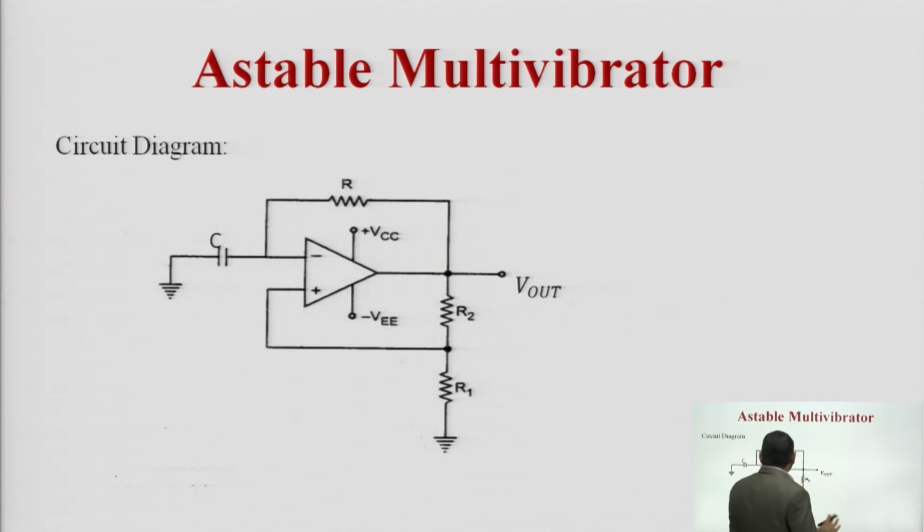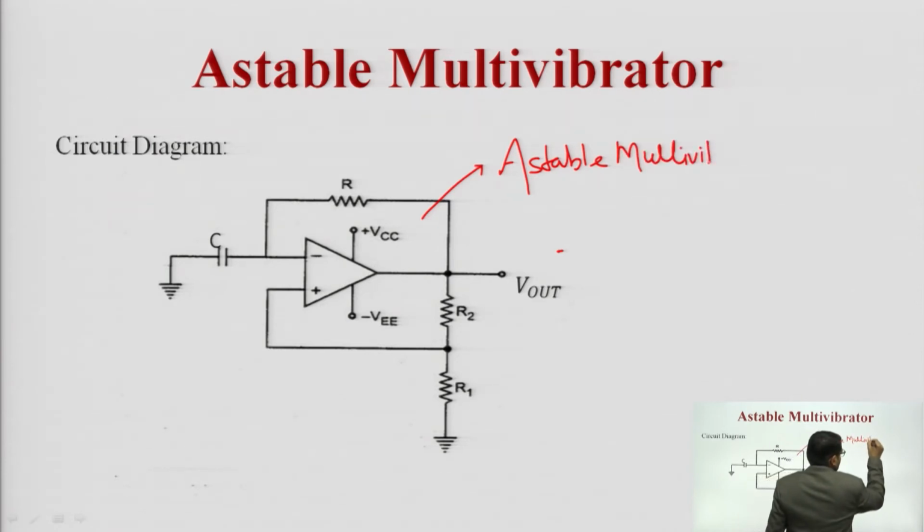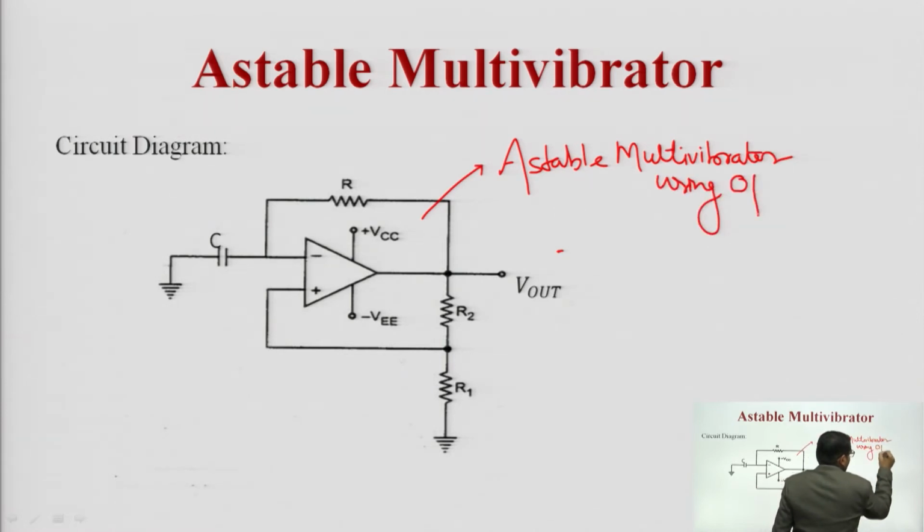This is the circuit diagram for an astable multivibrator. This will be the circuit diagram. Astable multivibrator using op-amp, operational amplifier.